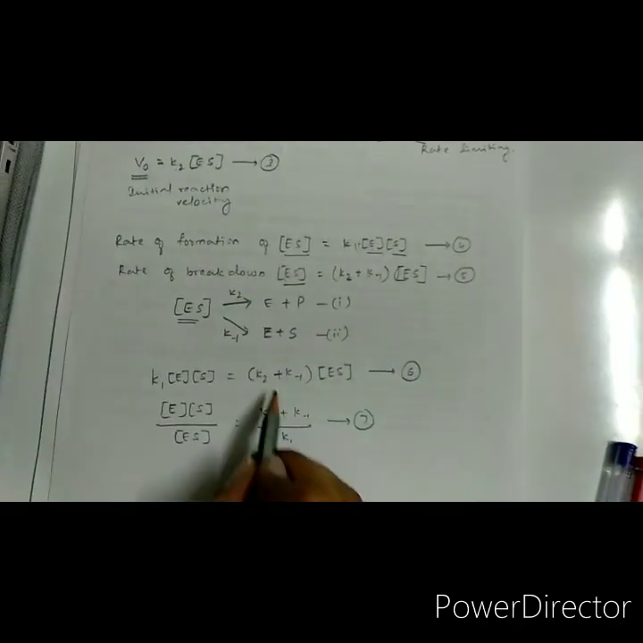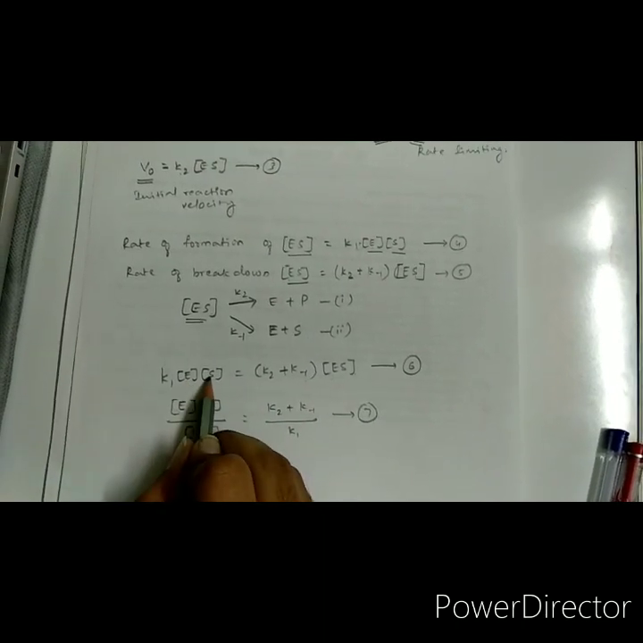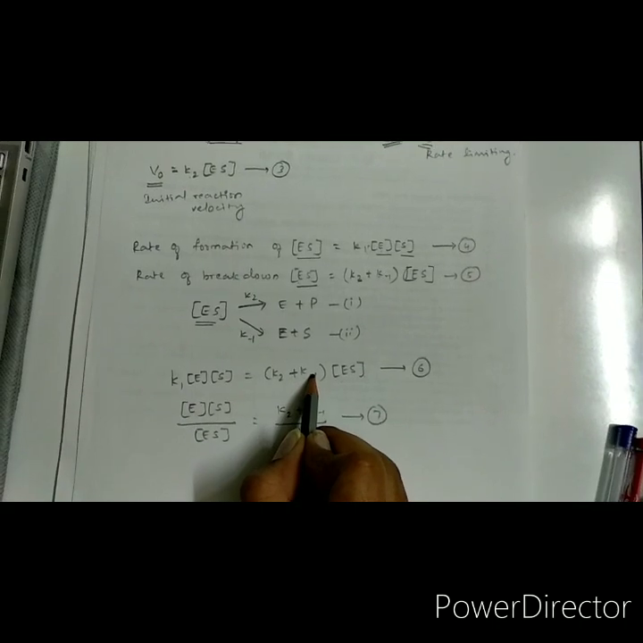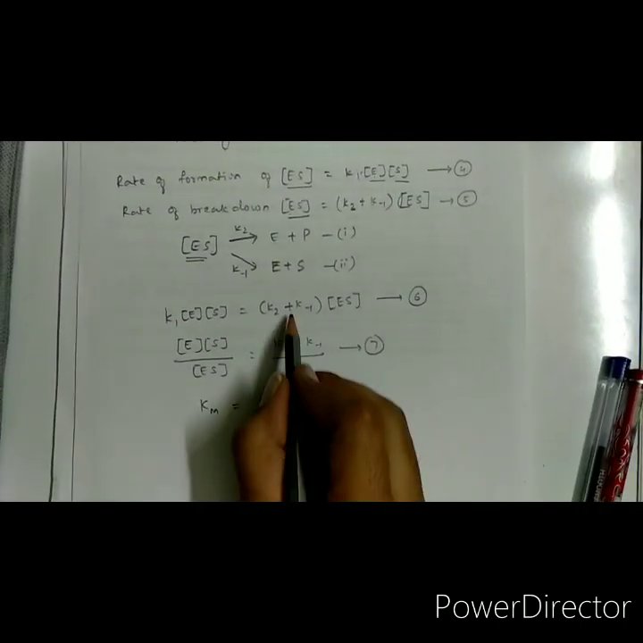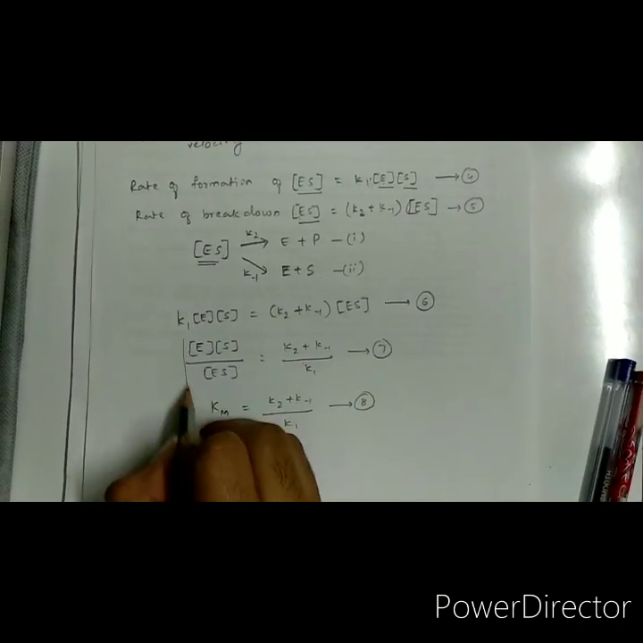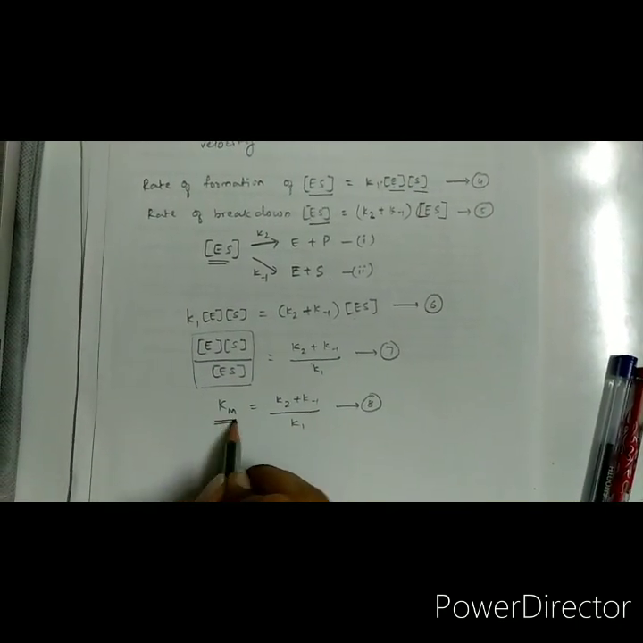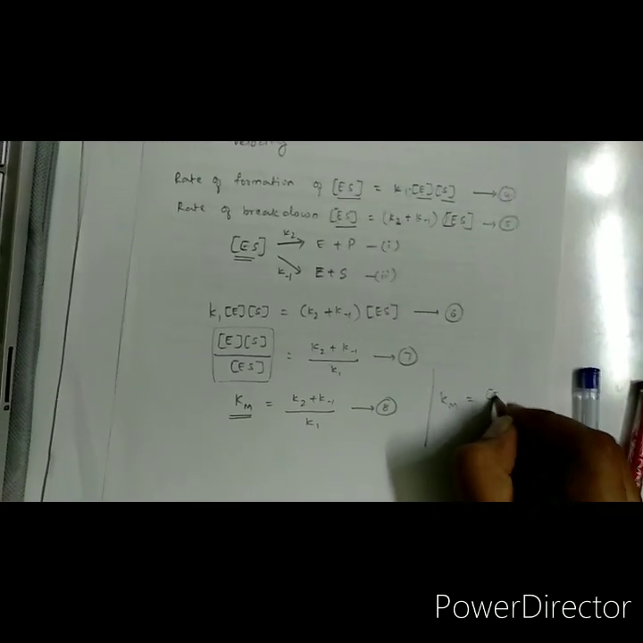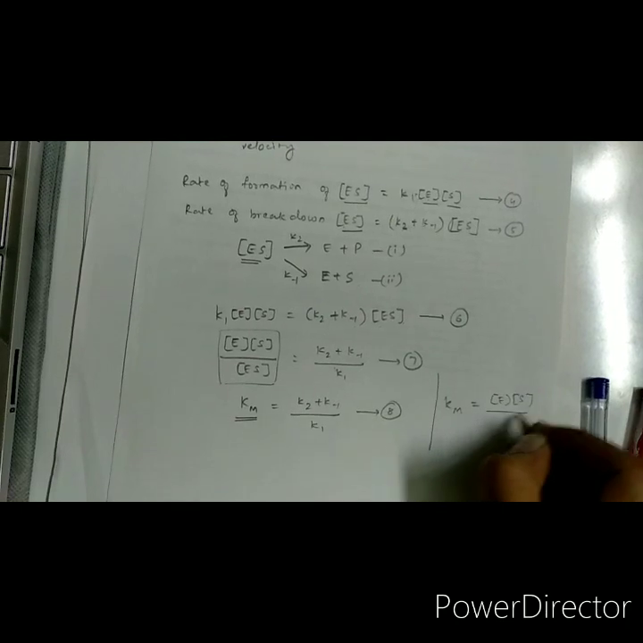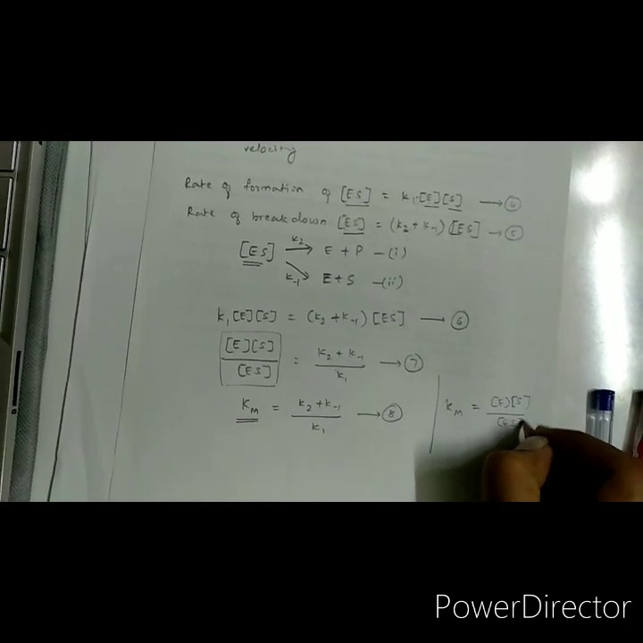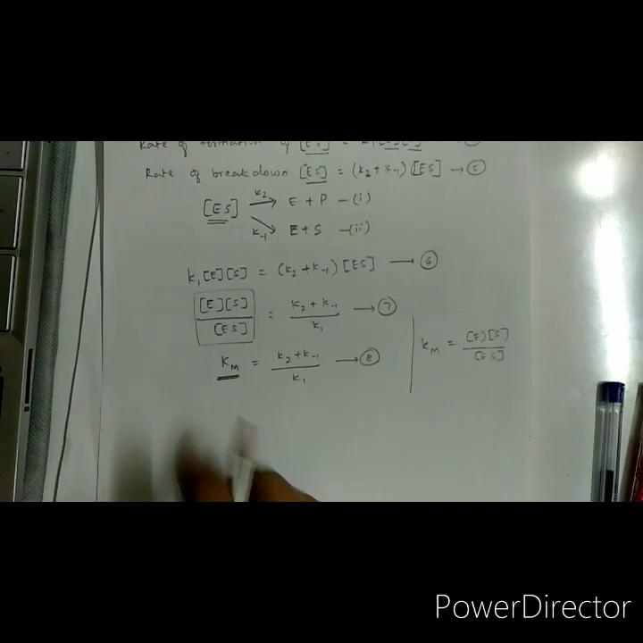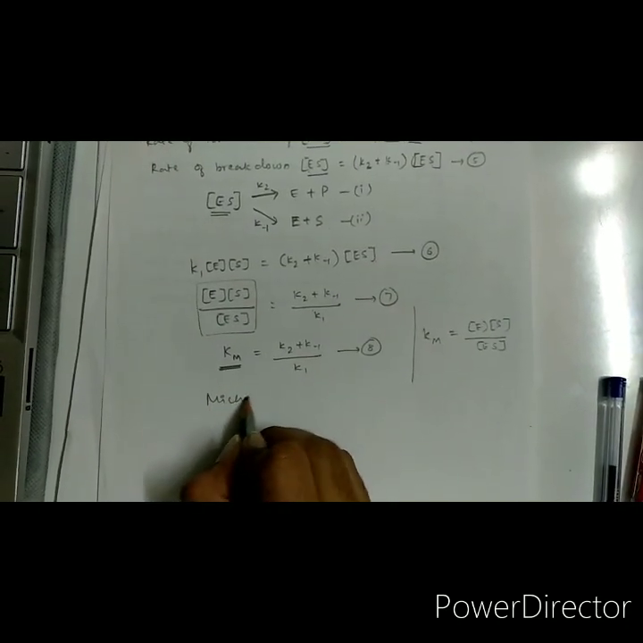If we rearrange this, we get E into S divided by ES is equal to K2 plus K minus 1 divided by K1. After rearrangement, this term can be defined by Km, wherein Km is equal to E into S divided by ES. So this whole term is defined as Km, where Km is the Michaelis constant.